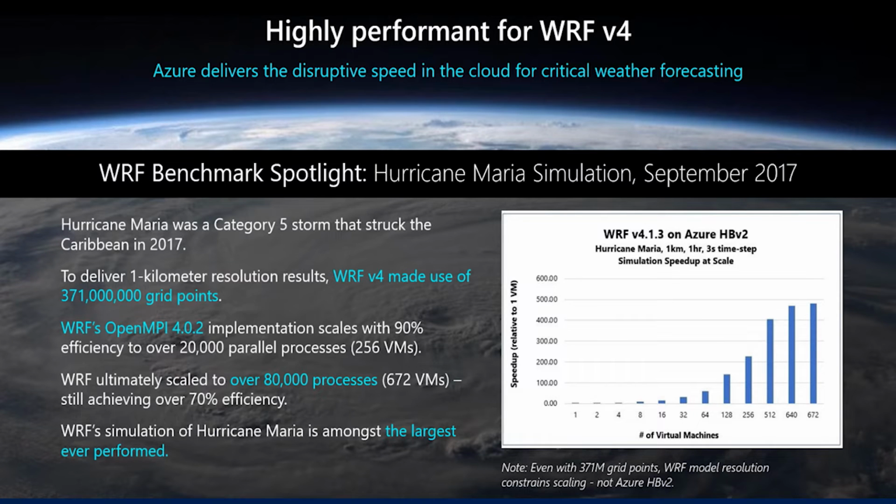So this slide provides more details on the WRF run that I mentioned earlier. It shows the scaling running the WRF simulation of Hurricane Maria, and we were able to run up to 80,000 cores. To deliver the 1 kilometer resolution, it used 371 million grid points. And we can see where the scaling stops at 512 nodes, VMs, but it's actually the WRF model resolution. If we could have scaled the model bigger, we could have continued scaling there.